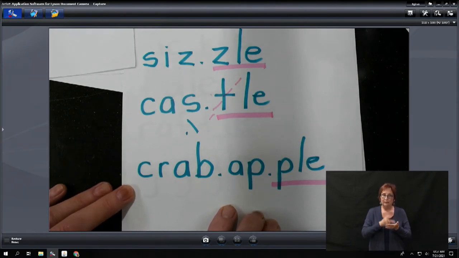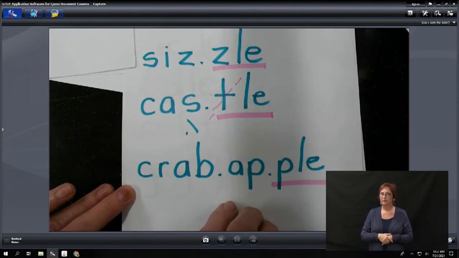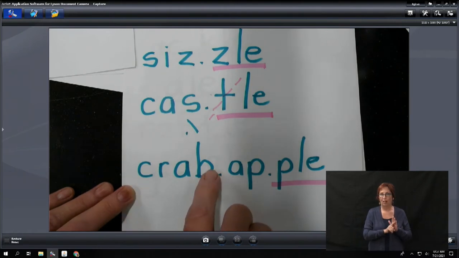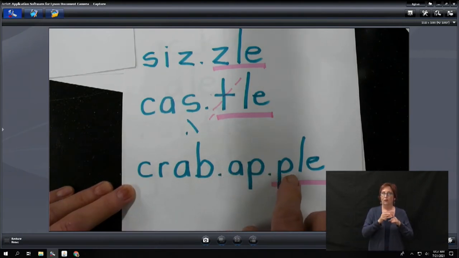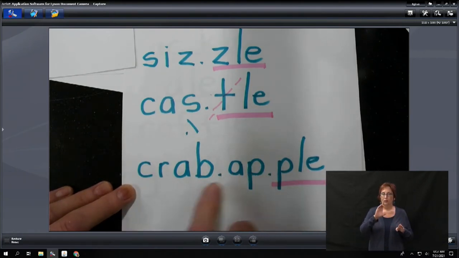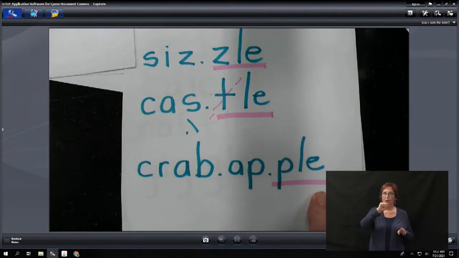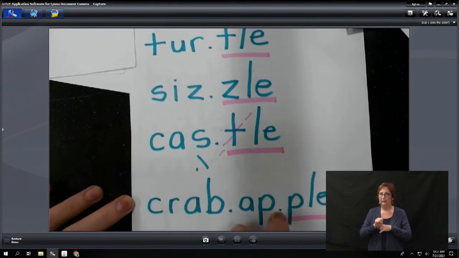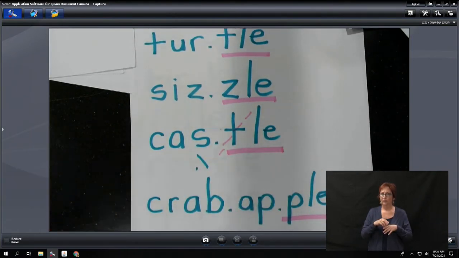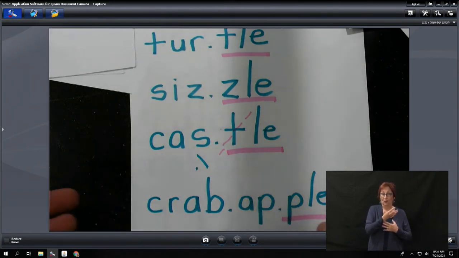And then I wanted to do a three-syllable word to show you that it can also be in more than two syllables. So I have the word closed crab, closed app, and then consonant LE, pull again. So crab apple. But it is going to be the final syllable in a multi-syllable word, whether that be a two-syllable word, a three-syllable word, it could be in four-syllable words too.